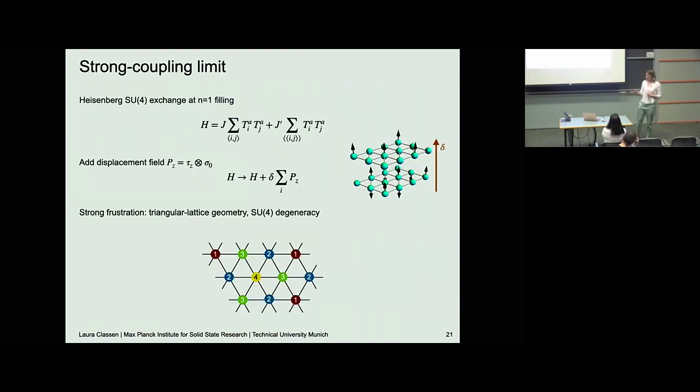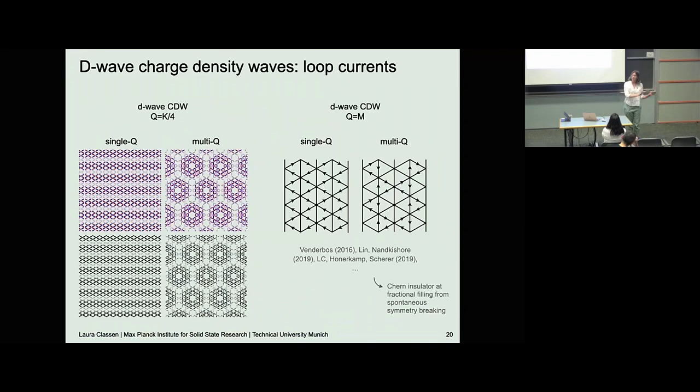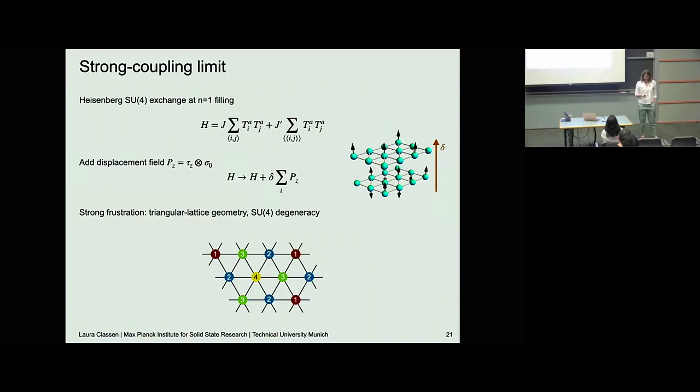With that, I'm done with this weak coupling scenario, and I want to switch gears to the strong coupling case of the same SU4 triangular lattice model. And in strong coupling, I really mean going to the Heisenberg description, where we have nearest neighbor Heisenberg interaction between these generalized spins, as well as the next nearest neighbor one and the displacement field that will discriminate between the 2 layers.